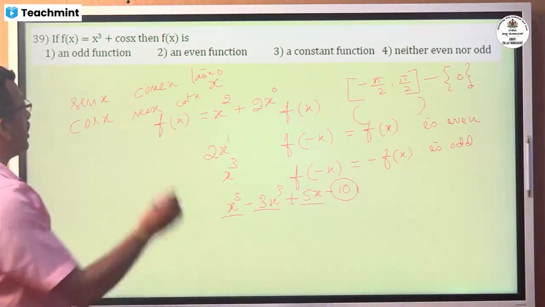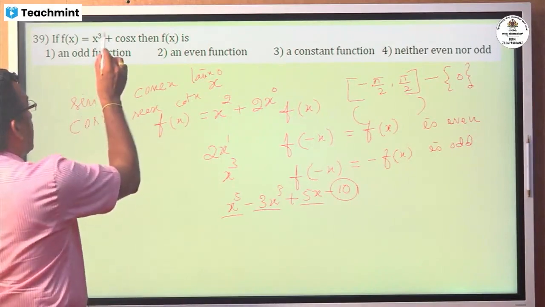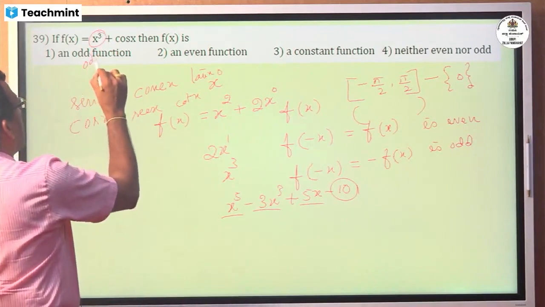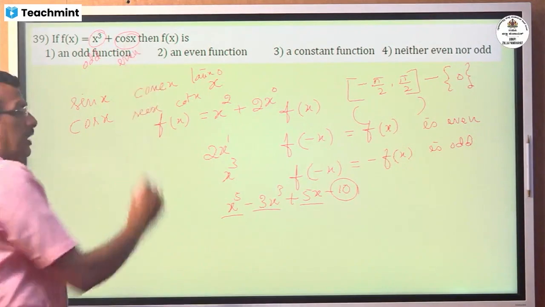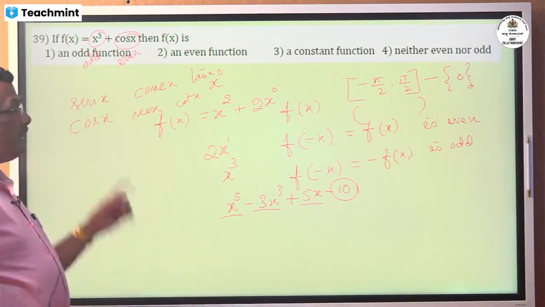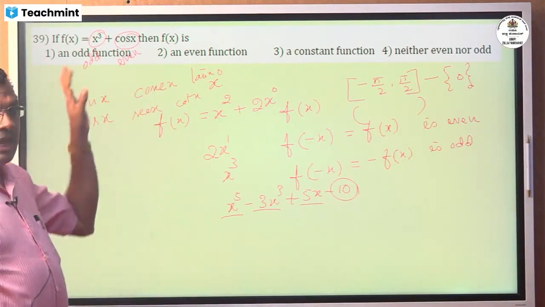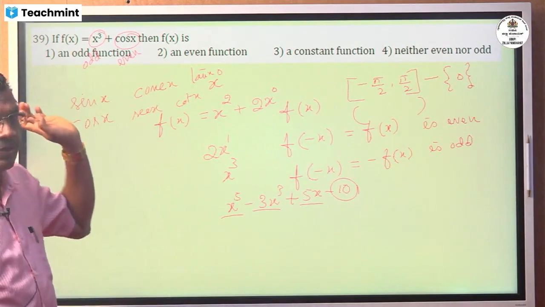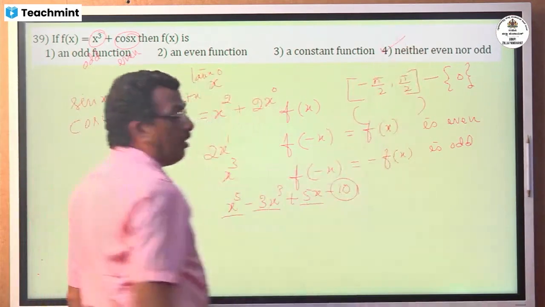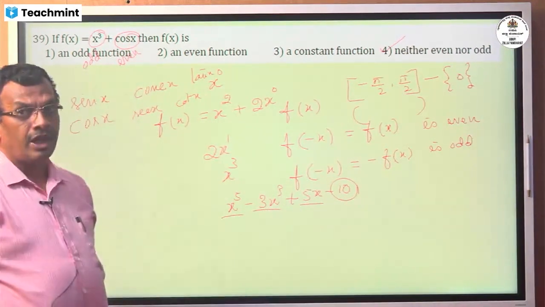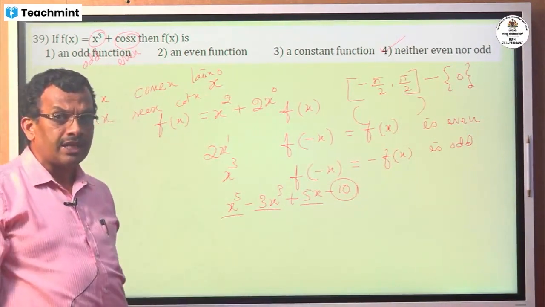Now the question, what is this? You know that x cube is odd, right? Cos x is even. What is odd plus even? I am not asking you to add them. What is odd plus even? Can I call that one an odd function or even function? You know that it is neither even nor odd. Since there is a mix of both, it cannot be either.